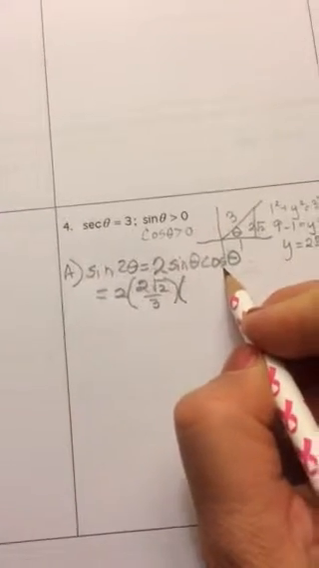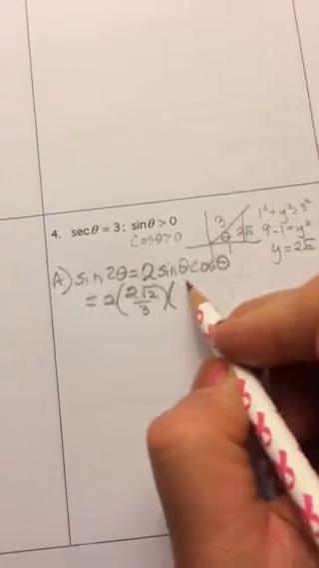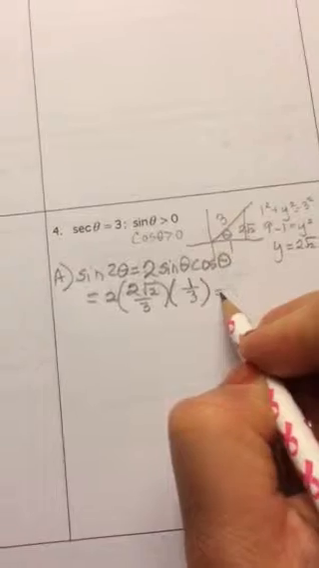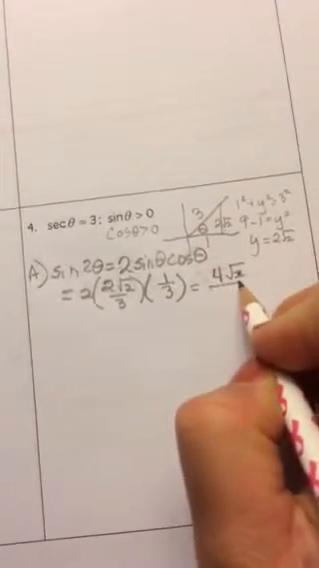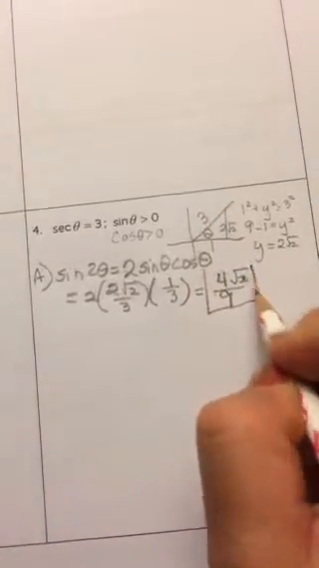And then the cosine is the adjacent side over the hypotenuse. And let's multiply through. 4 square roots of 2 over 9. And that's my answer.